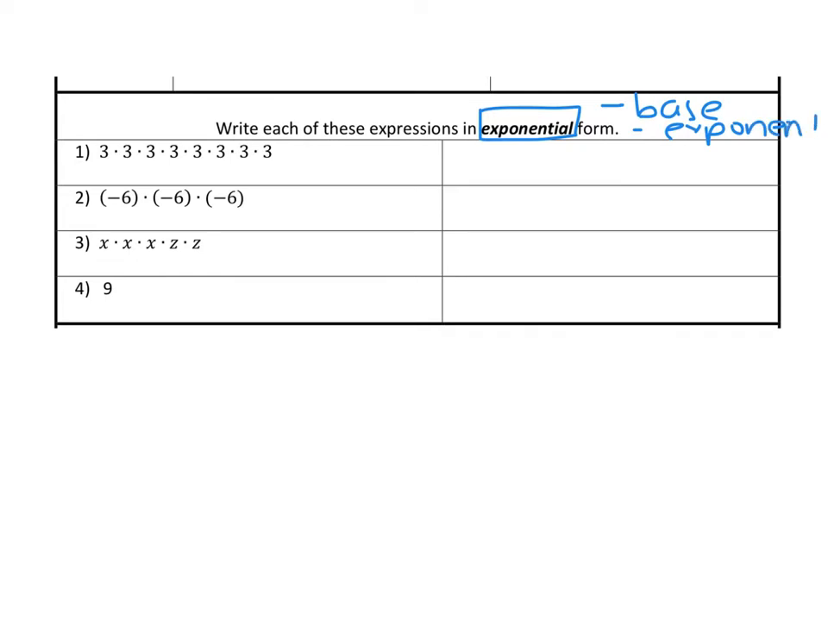So if we take a look at number 1, what is the number that we're multiplying out each time? So we're multiplying 3. So 3 is our base. And our exponent tells us how many times we multiplied it. So we multiplied 3 1, 2, 3, 4, 5, 6, 7, 8 times. So our exponent is going to be 8. So this is 3 to the 8th. We don't need to evaluate it, we just need to leave it as 3 to the 8th.